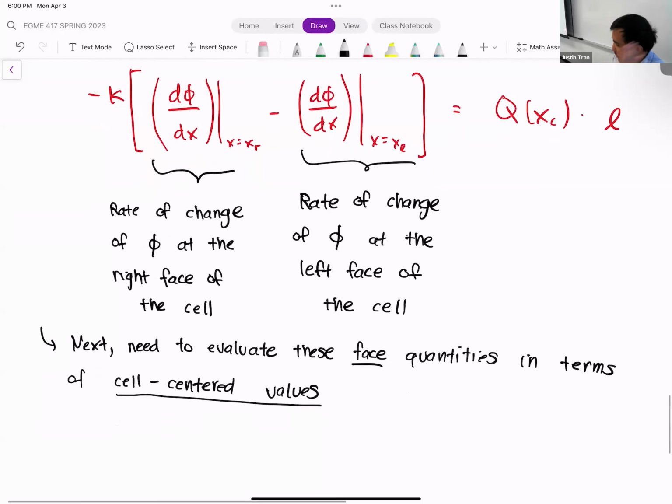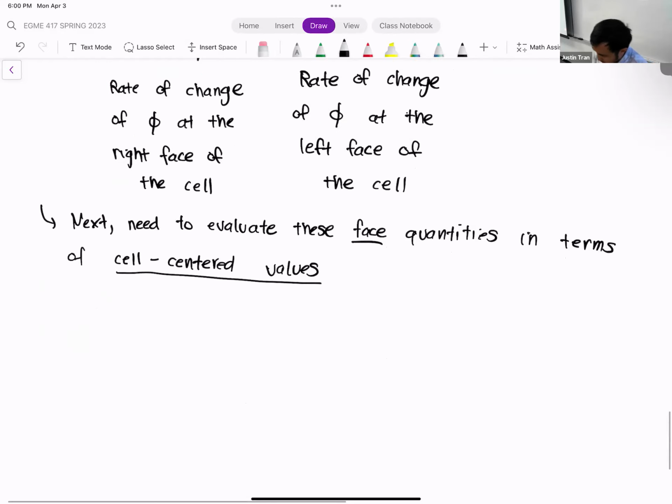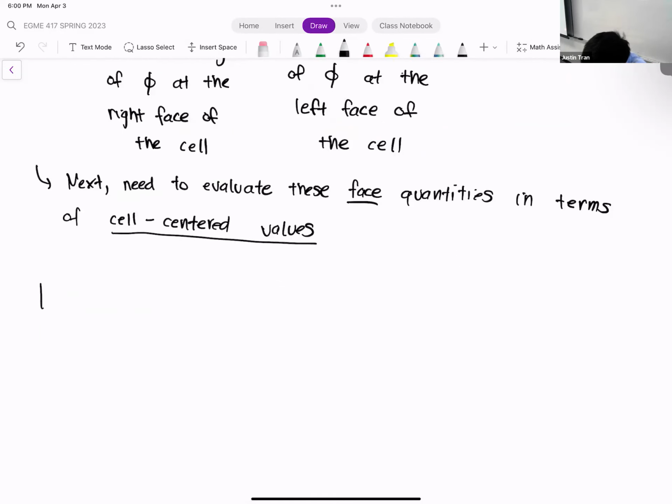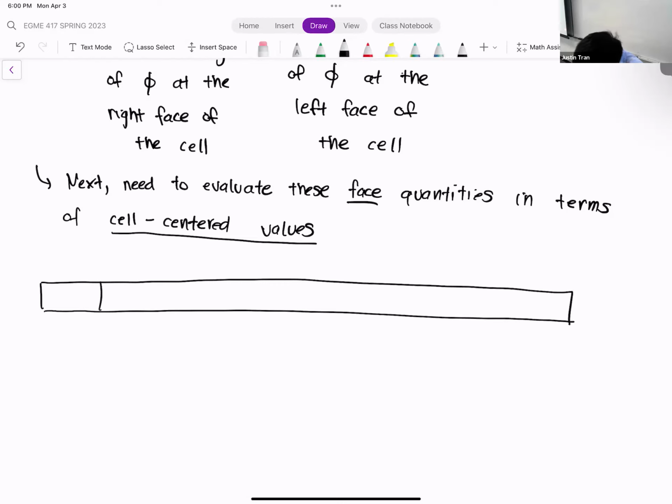Because when we're applying the finite volume method, remember what we're interested in is a value for the solution that is valid for an entire cell. And so it makes sense that ultimately what we want to solve for is the solution at the middles of each of the cells. Let me go ahead and draw the domain again. This here is cell 1, this is cell 2, 3, 4, 5, 6.